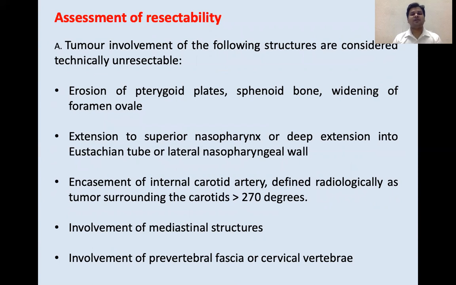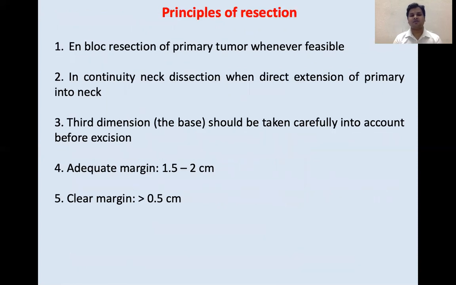Now, assessment of resectability. Tumors involving the following structures are technically unresectable. T4b, that is unresectable: erosion of the pterygoid plate, sphenoid bone, widening of the foramen ovale, extension to the superior nasopharynx or deep extension into the Eustachian tube, lateral nasopharyngeal wall. Cancer or growth which encases the internal carotid artery more than 270 degrees, involvement of mediastinal structures, involvement of prevertebral fascia or cervical fascia.